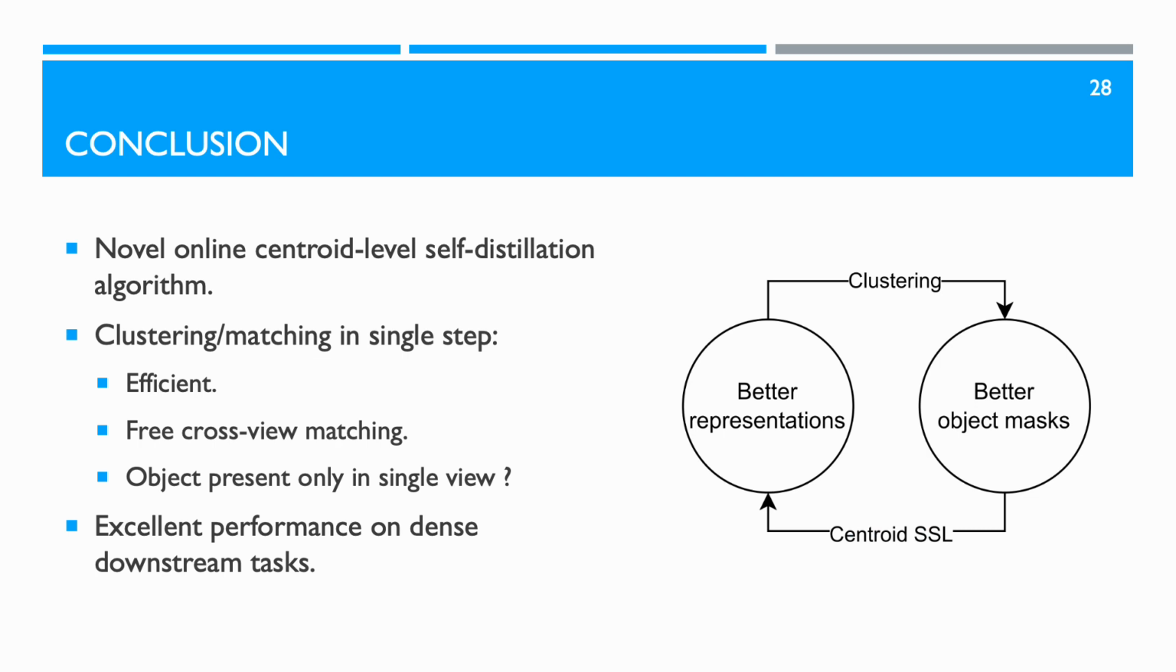In conclusion, we propose a novel online centroid level self-distillation algorithm which we call CrOC. CrOC is online, fast, and obtains excellent performance on dense downstream tasks.